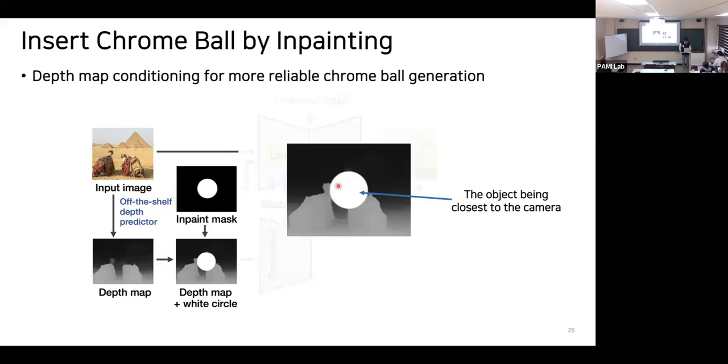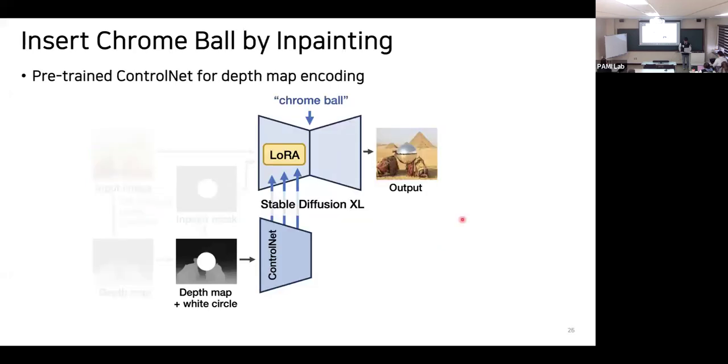This white circle means that the object in this region should be closest to the camera. This estimate makes a constraint to the model that the combo should be the object being closest to the camera. And they use this ControlNet to give the condition to the latent diffusion model. This ControlNet is nothing but an encoder for this estimate.